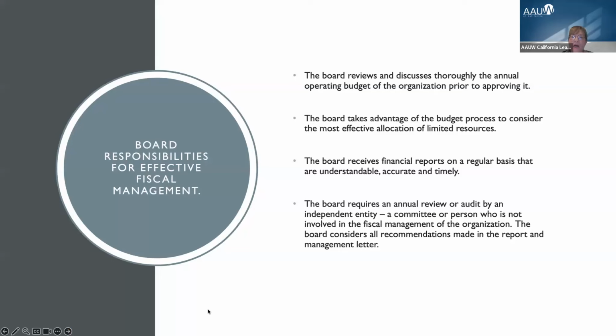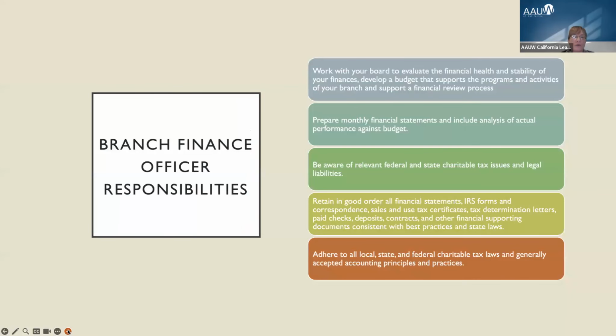And what it consists of, if you're a very large branch, you might hire somebody to do it. But in most cases, you're not a large branch, and this would be a large amount of money to do. But you can get a committee or a person who is not involved with handling the money or making the financial decisions and the fiscal management, and they can do a review for you and present that to the board. So this is what the finance officer is going to be responsible for in terms of helping the board evaluate the financial health and stability of your finances.